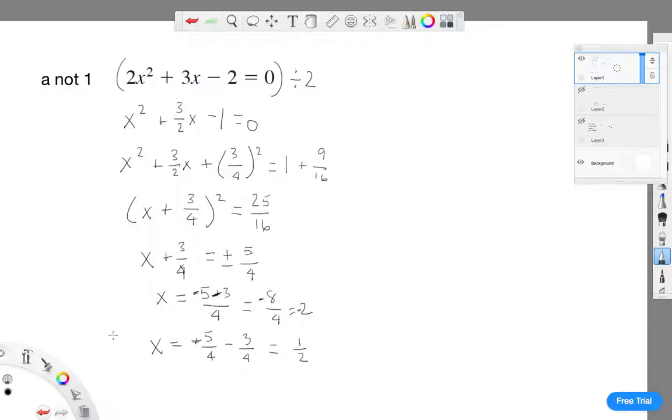And again, we can check that if we like. You can always check. So 2 times x squared, 2 times 1/4 is 1/2, plus 3 times 1/2, plus 3 halves, minus 2 is equal to 0. Good. And second value, negative 2 times negative 2 squared is 4, times 2 is 8. 8 plus negative 2 times 3, so plus a minus 6, minus 2 is equal to 0, and so that checks out as well.